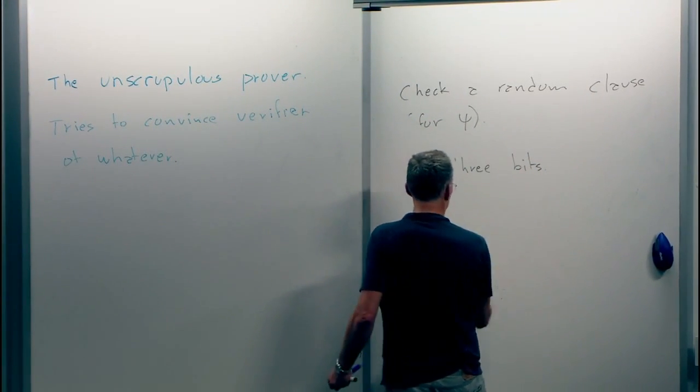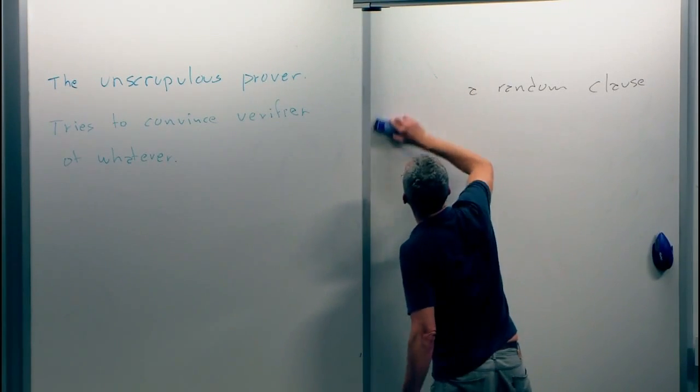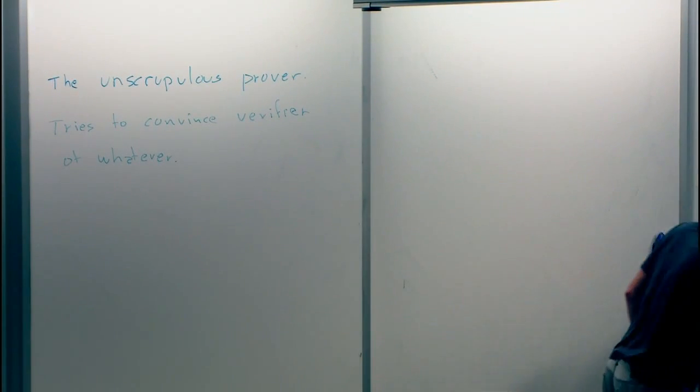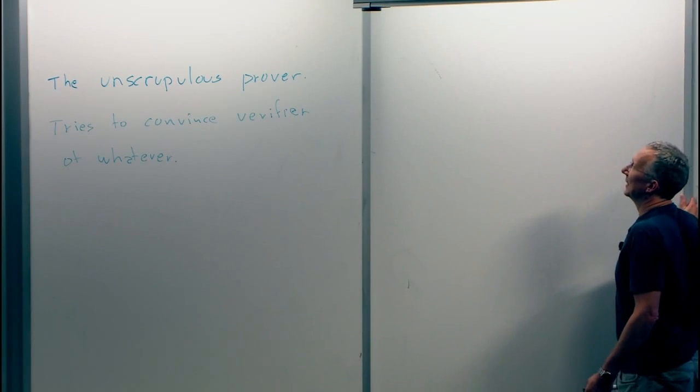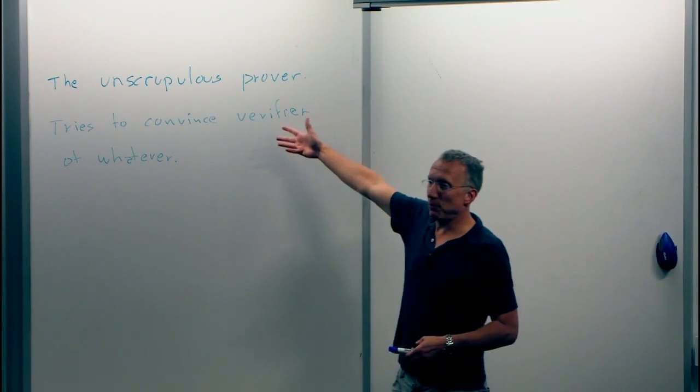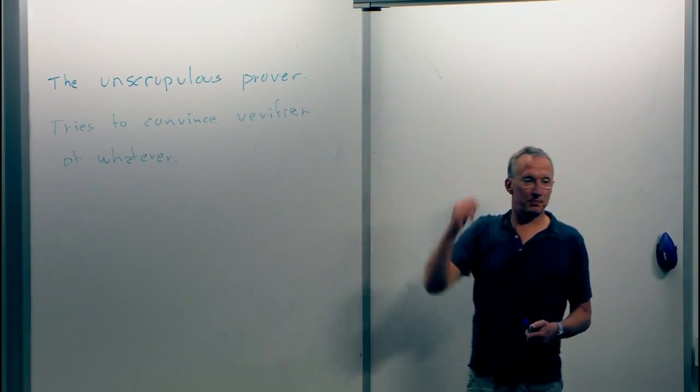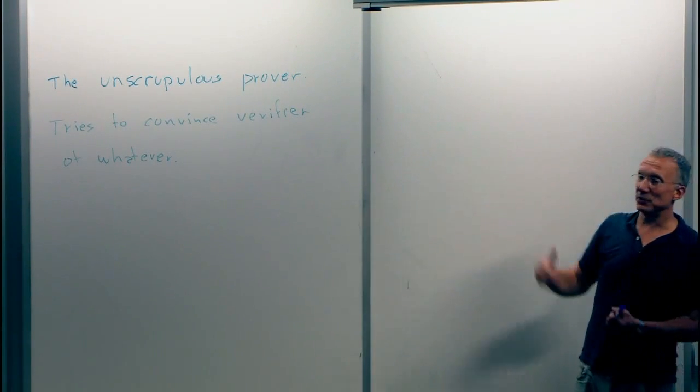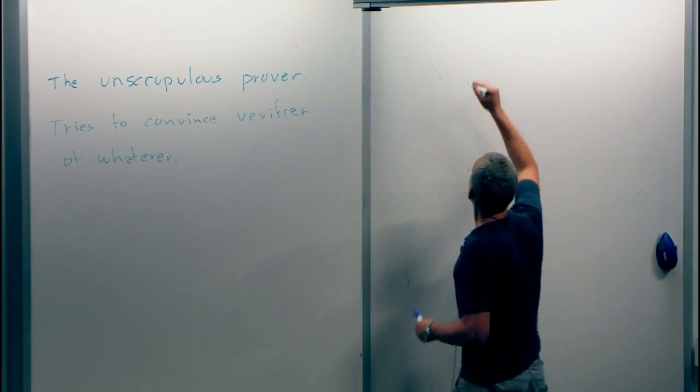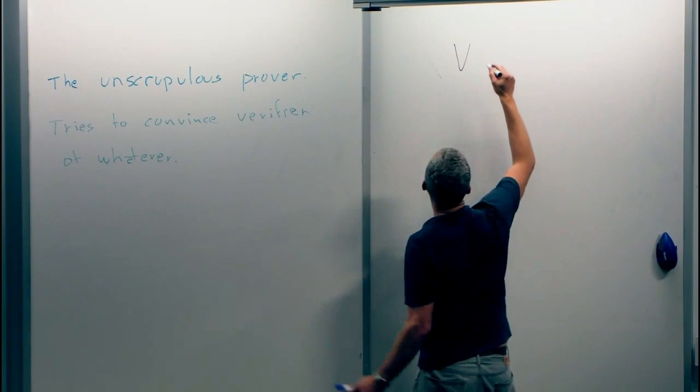Like also some researchers do. They just want to please the referees and they don't care if their theorems are true. So what's the problem? What problem does the unscrupulous prover face?